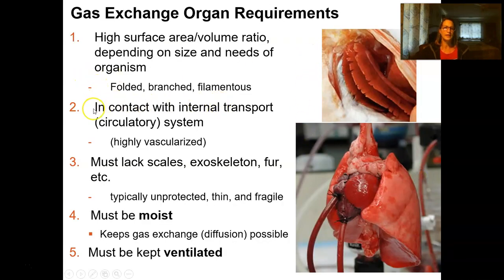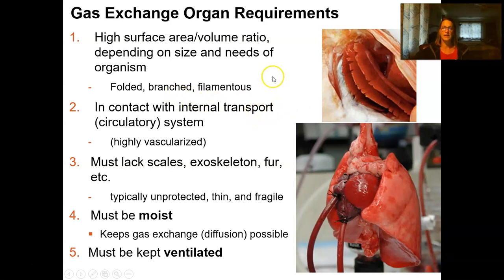The next thing that gas exchange organs have to have is they must be in contact with the internal transport system, which is the circulatory system. That means they need to be highly vascularized. Again, that basically just means there need to be capillary beds associated with the gas exchange organs. So there are a lot of capillary beds around little structures within the lungs. You can see these are highly vascularized gills, which makes them pink because that's from the blood.